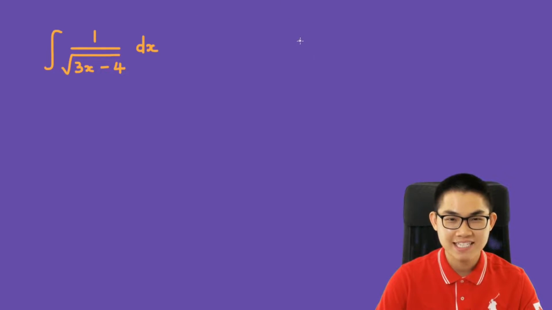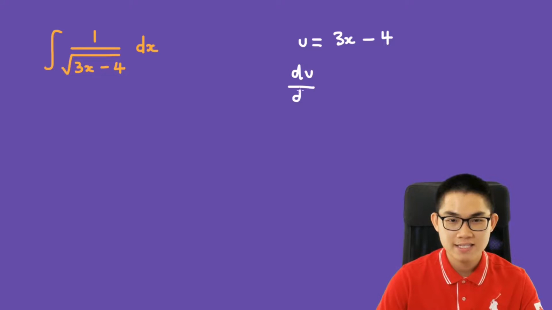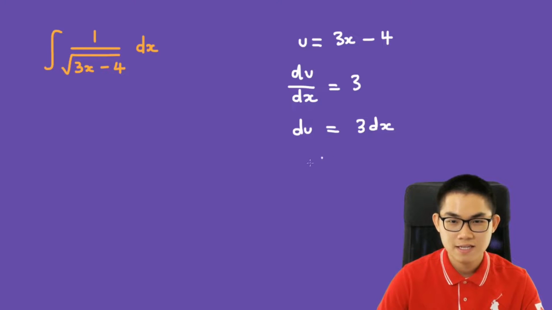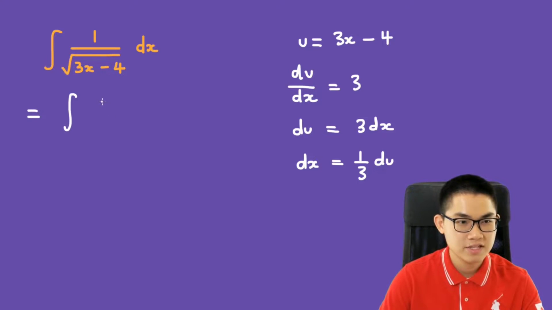So same thing as last time. Let u equal to 3x minus 4. So du over dx is 3. Then du is equal to 3 dx. And dx is equal to 1 over 3 times du. So we get the integral of 1 over the square root of u times 1 over 3 times du.